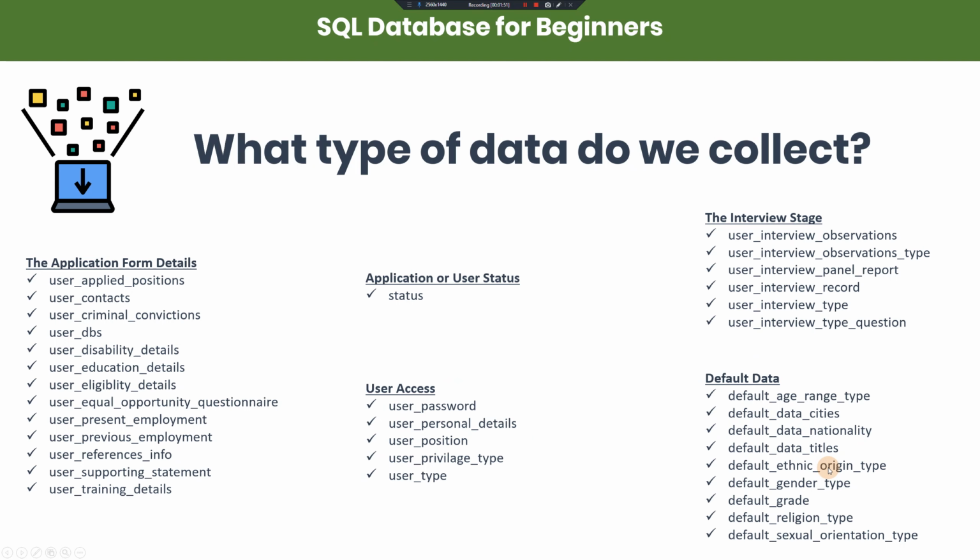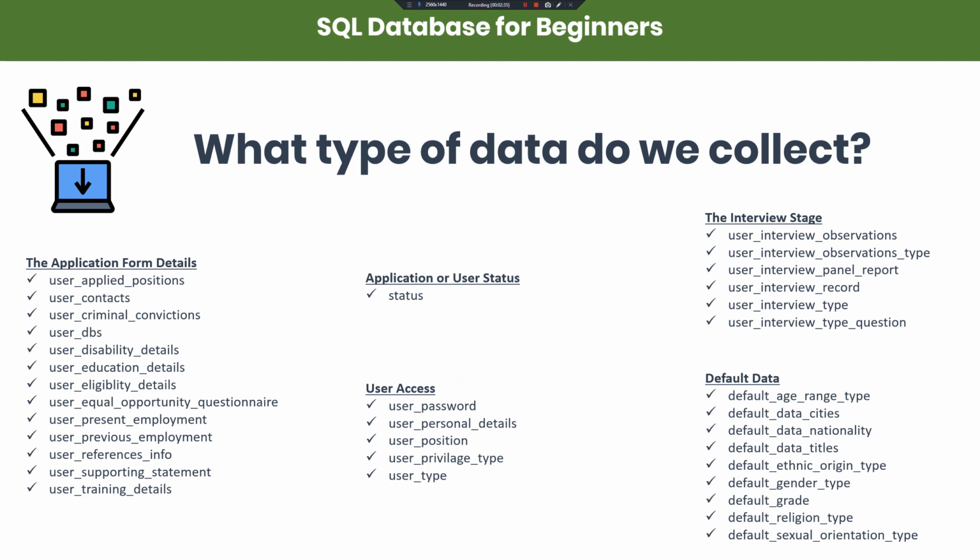So what I've done here is I've basically looked at the system and I think, okay, we may need some of this data. For example, we look at the application form details. In a typical job application, we want to know the type of job or the position the applicant has applied for. We want to know, for example, maybe their contact details. We want to know maybe even if they have their DBS check, which is a criminal record check. They want to confirm those details.